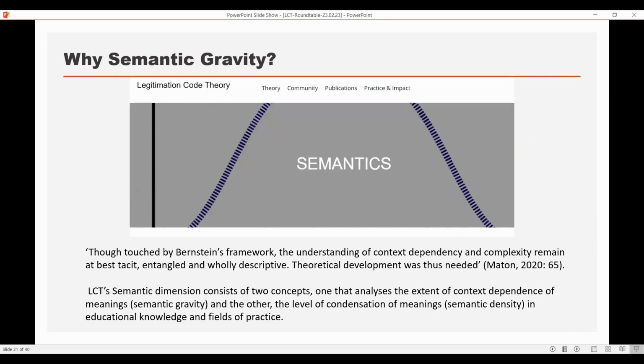So that's why semantics, and as Carl said, though touched by Bernstein's framework, obviously, Carl's work on the semantic dimension of LCT, enables us to research empirically and think about what was happening in these dialogues. How context dependent were they, or were they accessing any of those abstractions of knowledge? Some folk will be very familiar that within the semantic dimension are the two concepts, gravity and density. In my thesis, I just stuck to using semantic gravity because I was looking at whether things are time and space bound to the school context, or whether the teacher educators and beginning teachers bring into their dialogues any of this systematic knowledge, any of this specialising or organising knowledge that makes our profession more autonomous and gives professions agency.